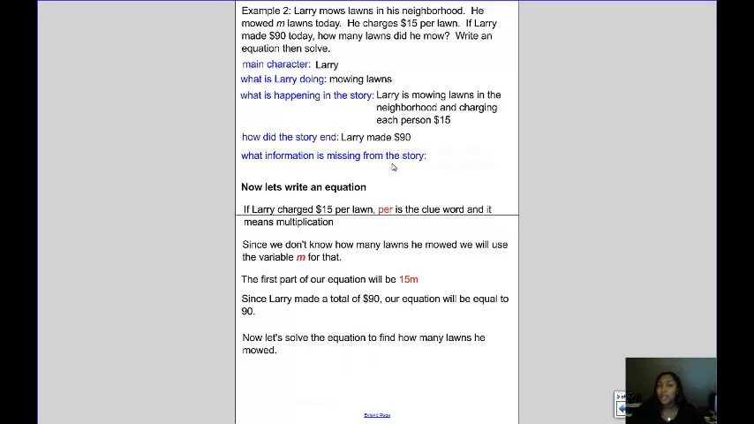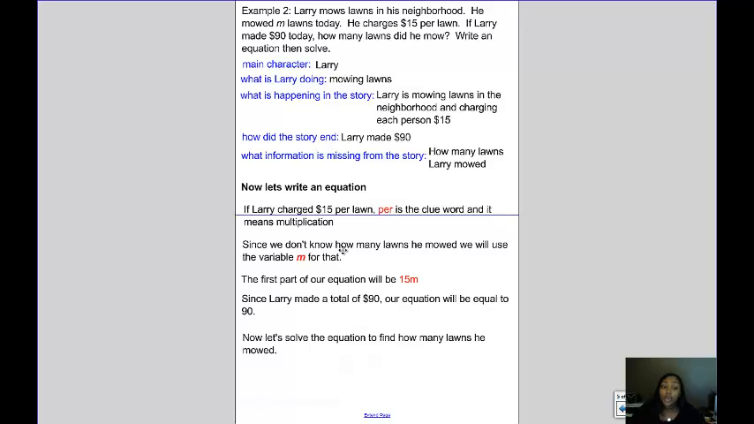So there is going to be some missing information. Well, what we don't know is how many lawns he mowed. We don't know that, so that's what we're going to use this information to write our equation. So let's start with, if he charges $15 per lawn, per would be our clue word, and per is a word for multiplication.